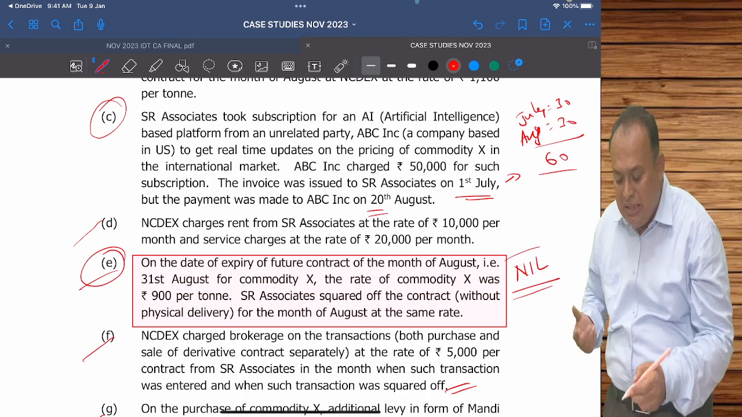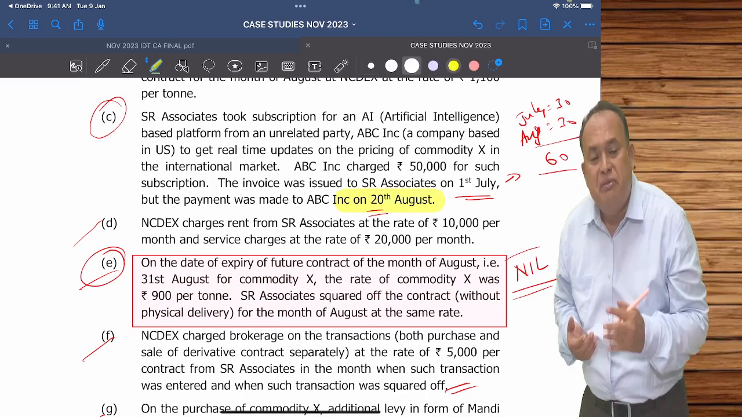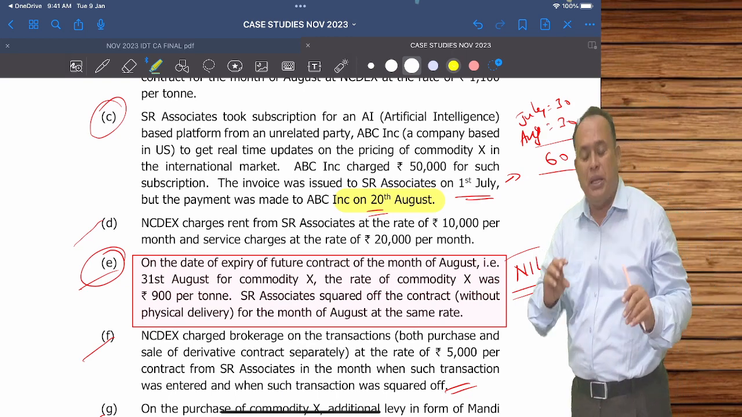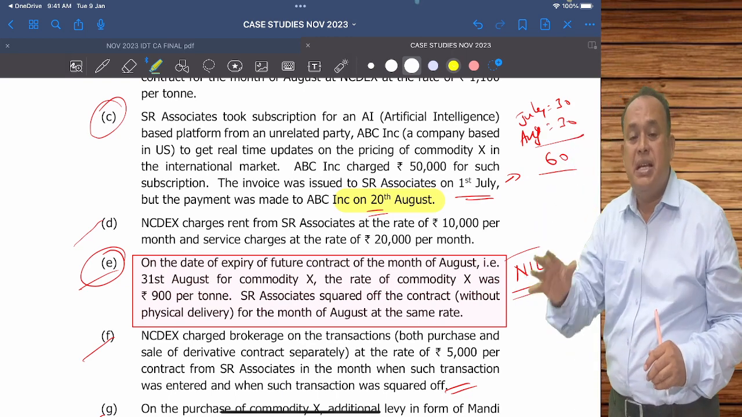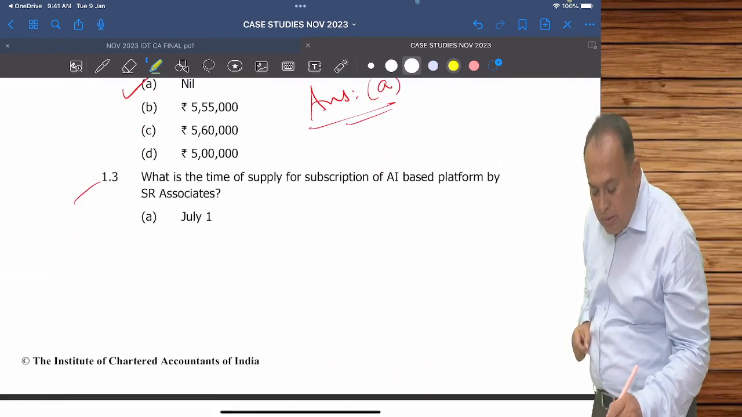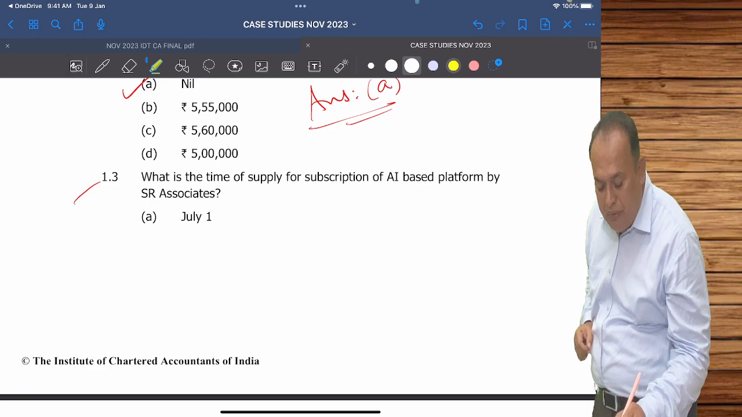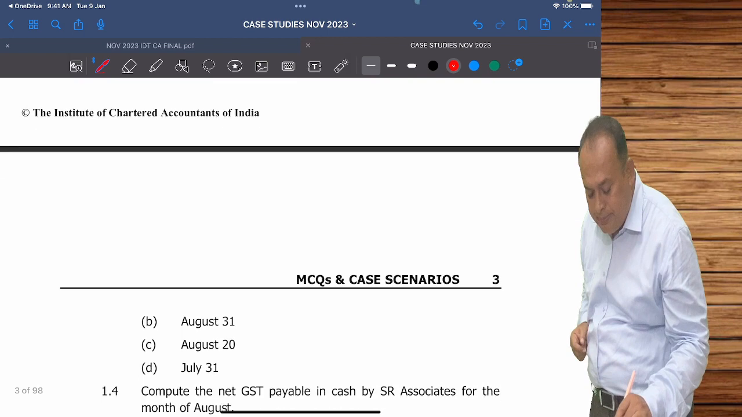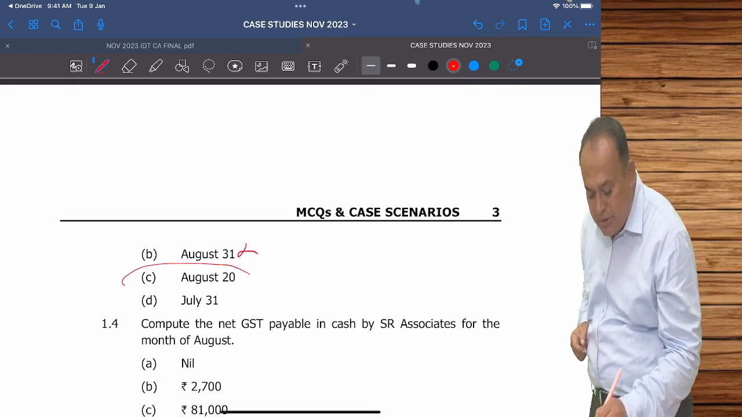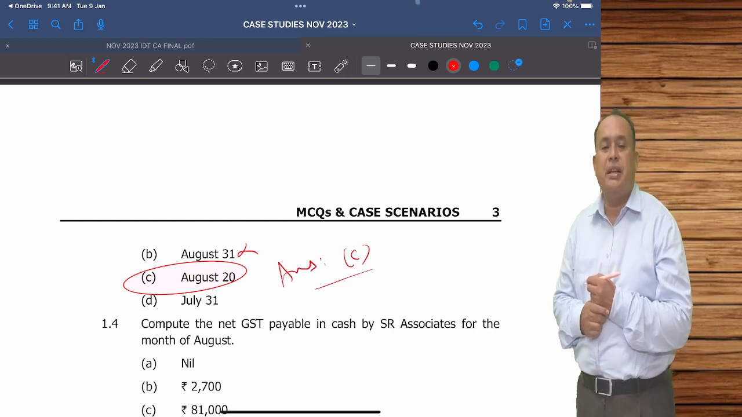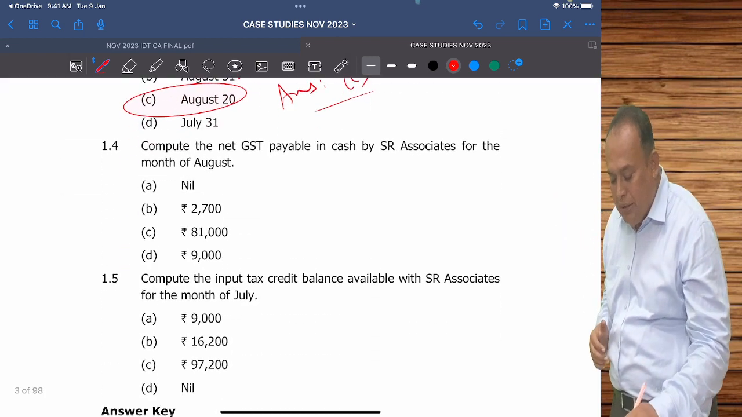Now, when they paid on 20th of August, within 60 days of the date of invoice, the date of payment is the time of supply. So the time of supply in the given case is 20th of August. If so, where is it matching? What is the time of supply for subscription, namely import of services? Not A, not this one. Yes, point number C is the right answer. 20th of August is the right answer. Got the clarity? Further, point number 4.